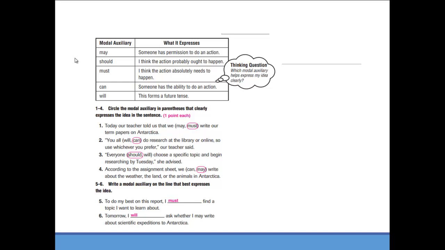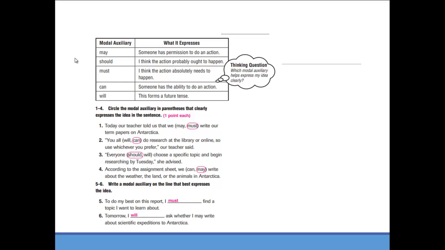Number 4, according to the assignment sheet, we may write about the weather, land, or the animals in Antarctica, or we can write. We do have options, and all of them are possible options. We may write about the weather, the land, or the animals in Antarctica. So we do have three possible options. We have three possibilities. So the correct answer is may.